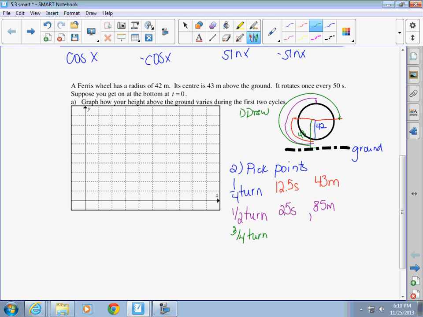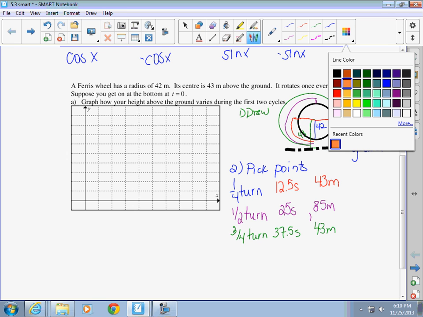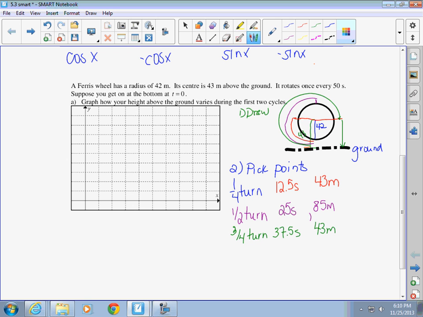That means I would have gone my 25 seconds to the half and another 12.5 seconds, so that's going to be 37.5 seconds. My height there again is going to be this distance to here, so that's 43 meters. And then when I make my full turn, let me pick another color, I'll do orange. My full turn then, go from here all the way back around. That's going to take me 50 seconds.